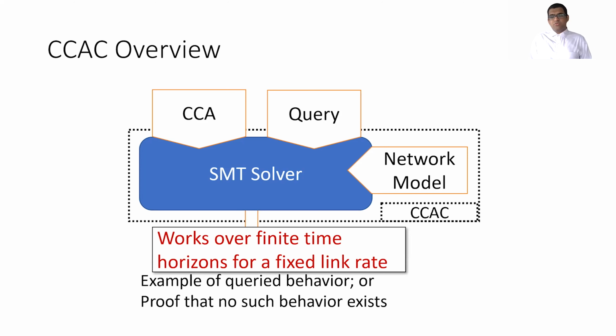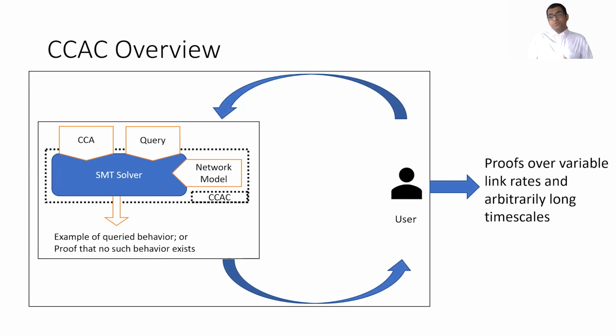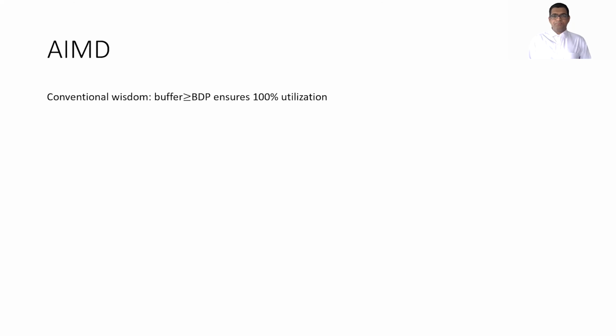These proofs work over a finite amount of time and for fixed link rates. We can put a human in the loop to produce proofs that work over variable link rates and arbitrarily long time scales. In this case, CCAC does most of the proving and the user is only left to do the interesting bits. We demonstrate this workflow using three algorithms, AIMD, BBR, and Copa.